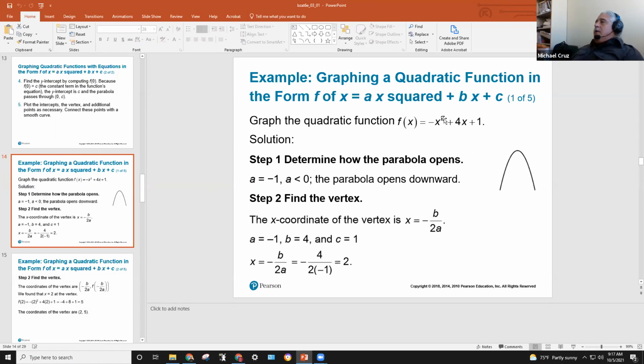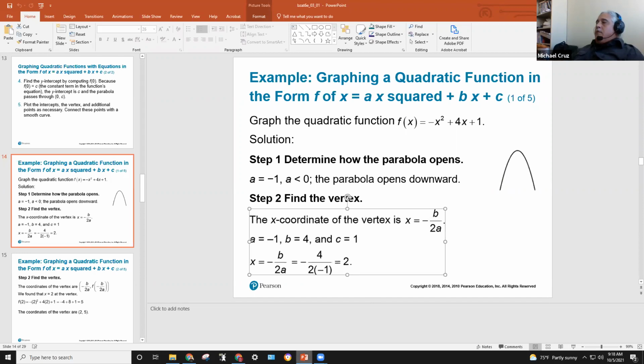All right, so this one is negative x squared plus 4x plus 1. The value in front of the x squared is a negative, so it goes downward. So the vertex is negative b over 2a. So negative, and b is 4, 2 is just 2, and the value in front of the x squared is negative 1. So 4 divided by negative 2.